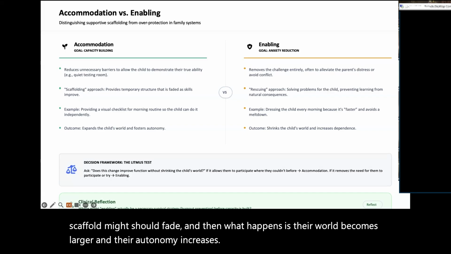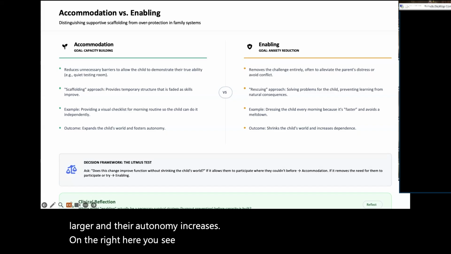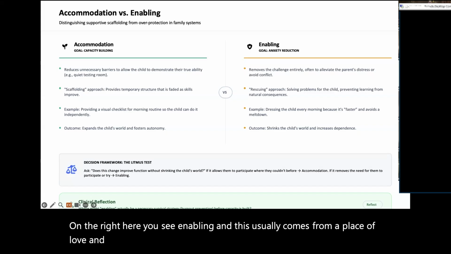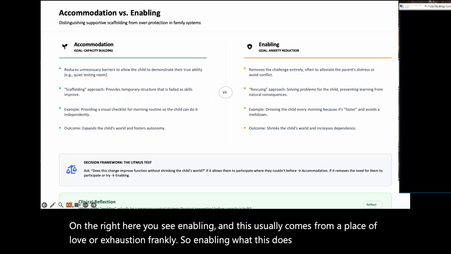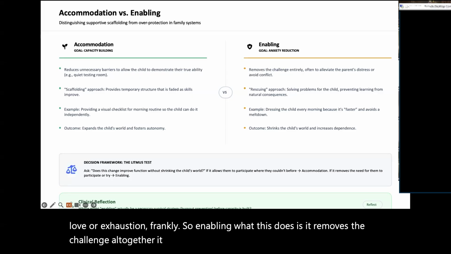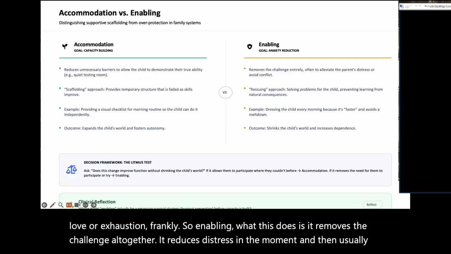On the right here, you see enabling, and this usually comes from a place of love and or exhaustion, frankly. So enabling, what this does is it removes the challenge altogether. It reduces distress in the moment, and then usually the parent's distress as well.